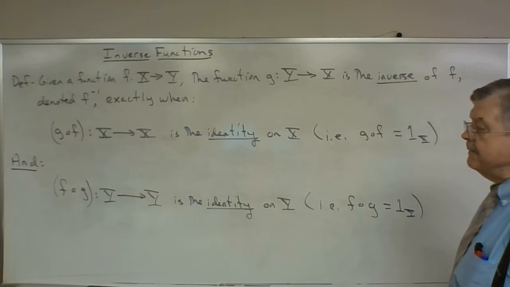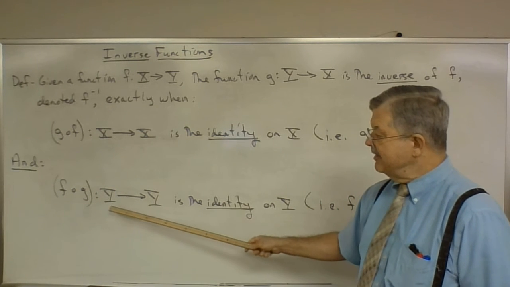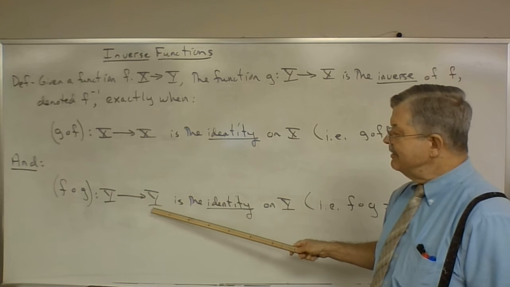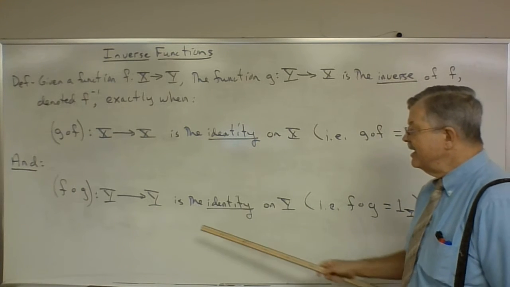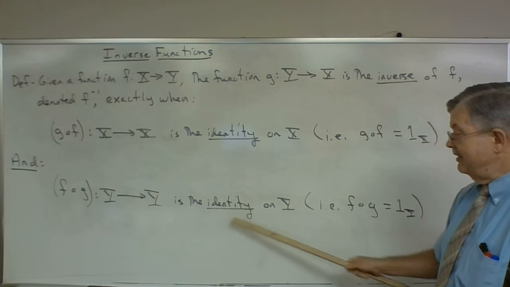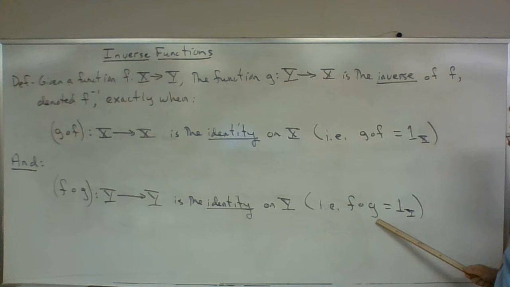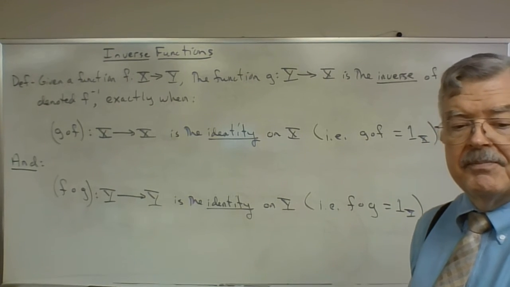And also, f composed with g from set y to set y turns out to be the identity on y. So f composed with g is the identity on y. But let's look at this a little bit closer.